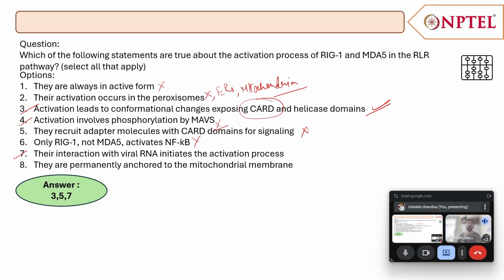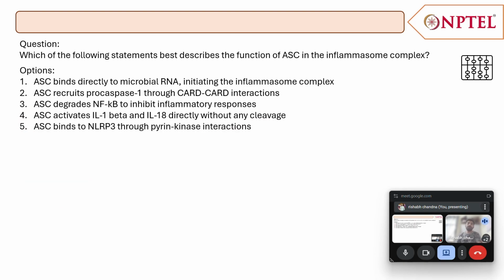Their interaction with viral RNA initiates the activation process. Yes, this is correct. They are permanently anchored to the mitochondrial membrane? No, they are present in the cytoplasm. Okay, but the MAVS is present on the mitochondrial membrane. Okay, so the correct answer is 3, 5, and 7. Okay, so let's move on to the next question. Which of the following statements best describe the function of ASC in the inflammasome complex? So what can be the correct answer?